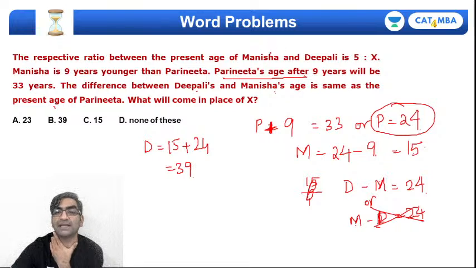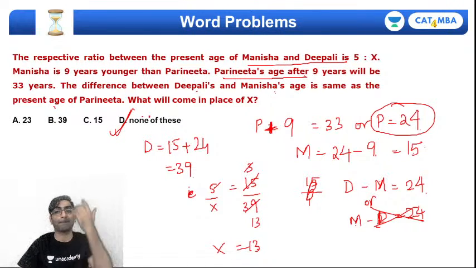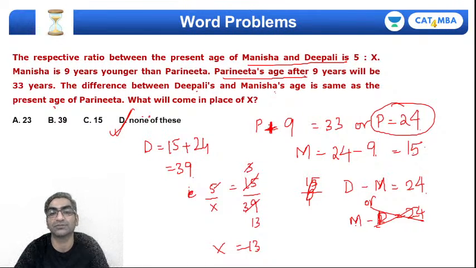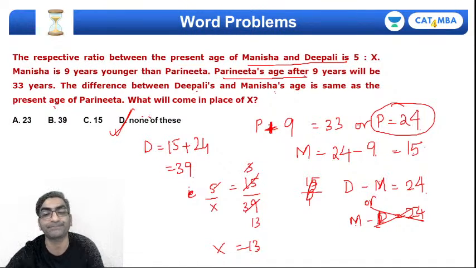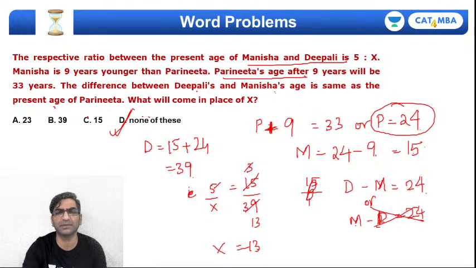Now I can use both Dipali's and Manisha's ages in this ratio. 5 by x would be equal to the ratio of Manisha's age, that's 15, to Dipali's age, that's 39, right? 5 into 3 is 15 and 3 into 13 is 39, which means I'll get x as 13. Okay. You know what will come in place of x? Clearly none of these, because x would be 13. 5 is to 13 is what I'm supposed to get. Okay, I hope that simple one is clear.